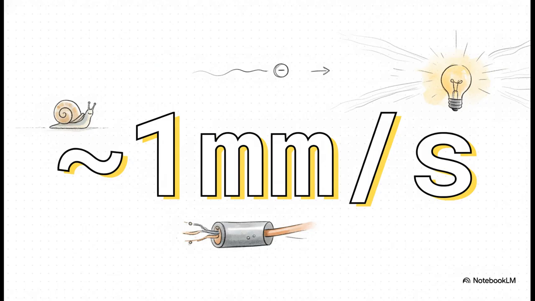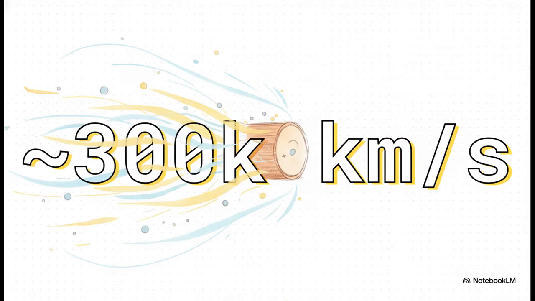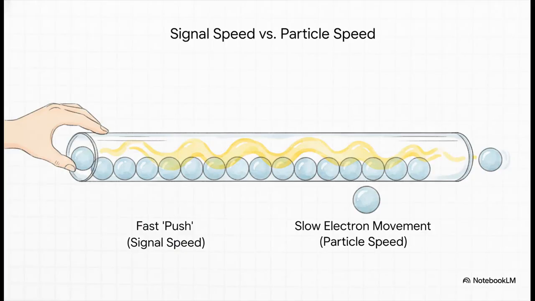So, wait a minute. If the electrons are crawling along, how on earth does the light turn on instantly? Because the signal, the electric field that tells the electrons to go, travels at nearly the speed of light. And that's the big paradox here. The couriers are incredibly slow, but the message they carry is unbelievably fast.